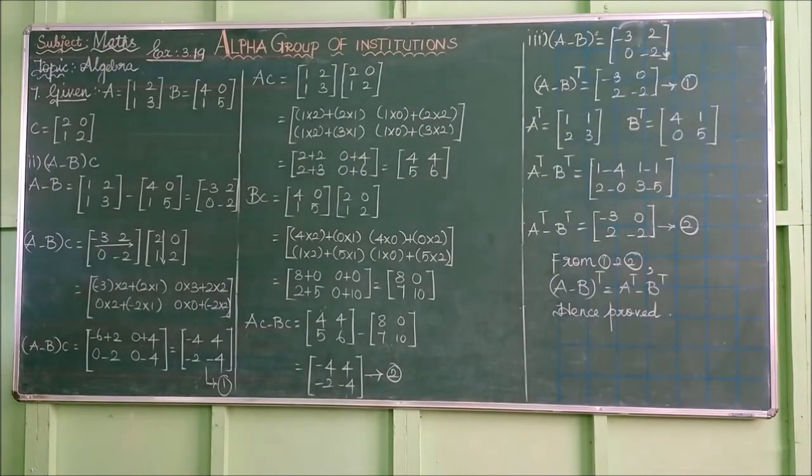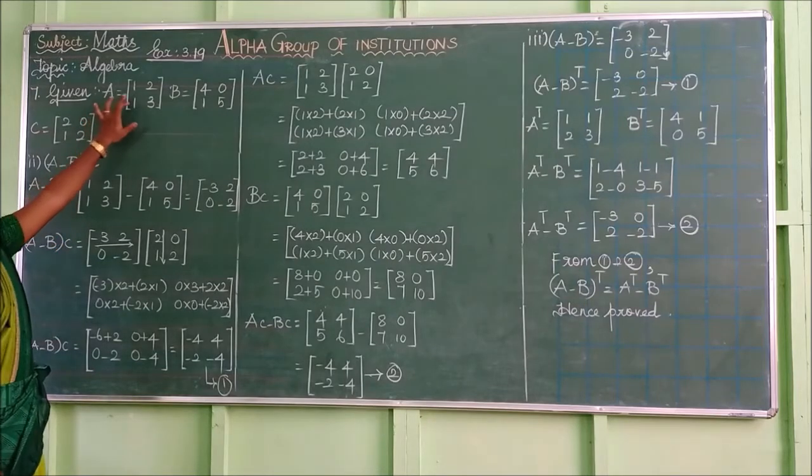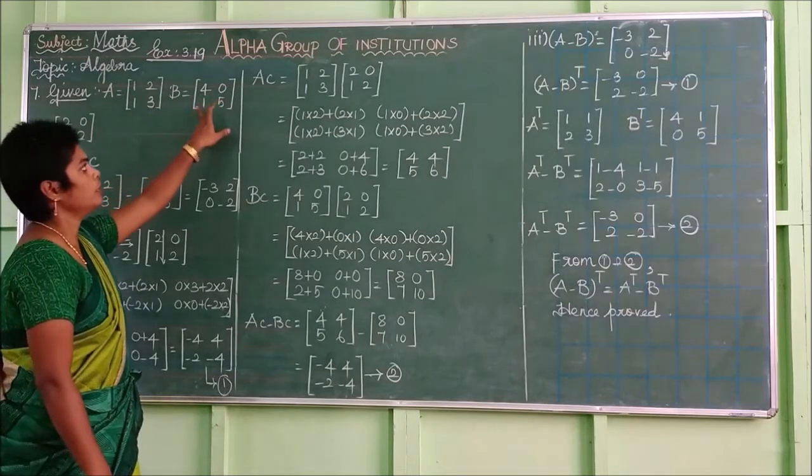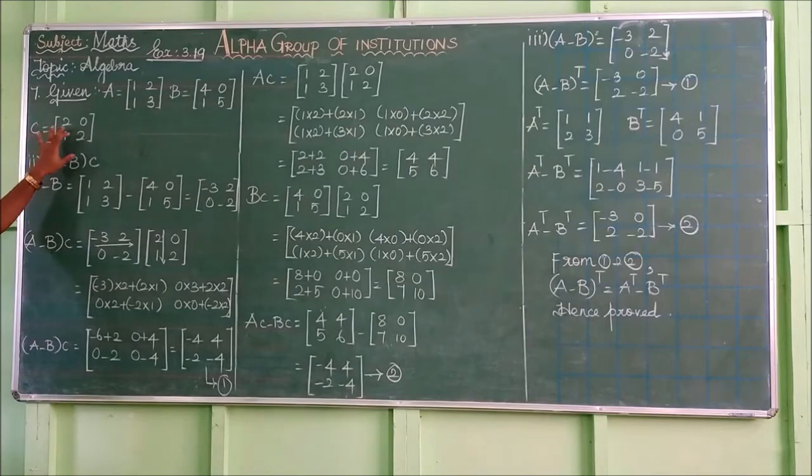So our question is: let A be the matrix 1 2 1 3, B the matrix 4 0 1 5, and C the matrix 2 0 1 2. Show that A into BC is equal to AB into C. Second subdivision: A minus B into C is equal to AC minus BC. And A minus B in the whole transpose is equal to A transpose minus B transpose. So listen, given A, B, and C as above. The first subdivision you can do as homework.